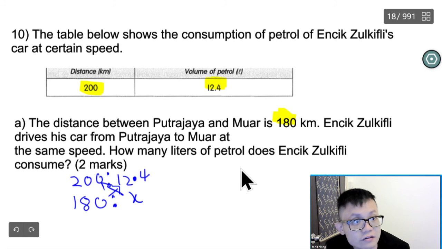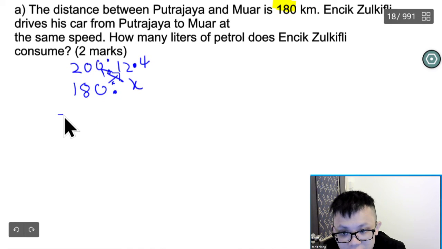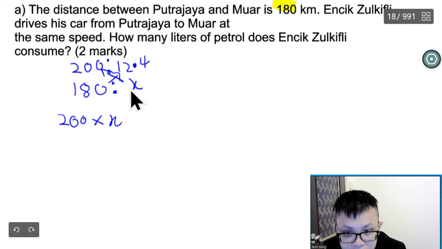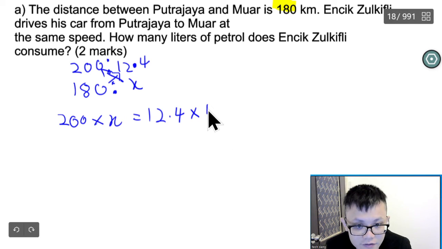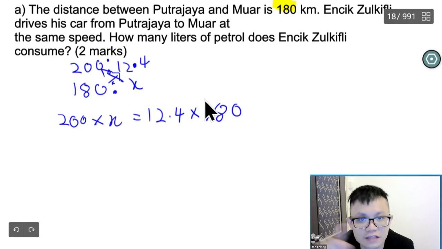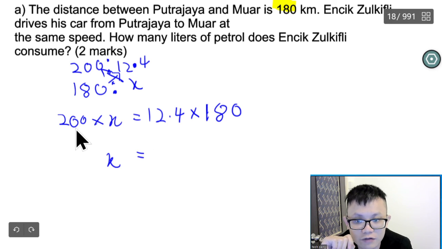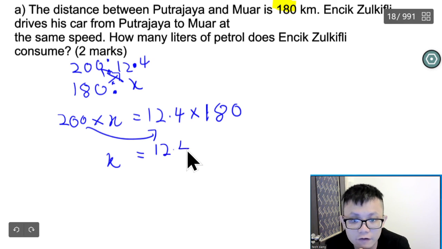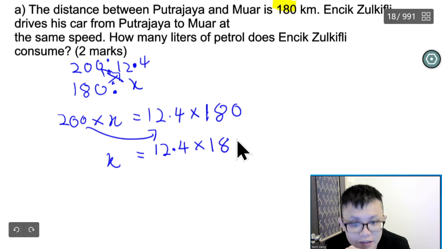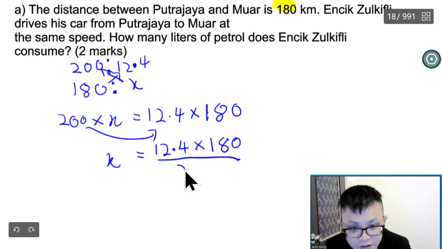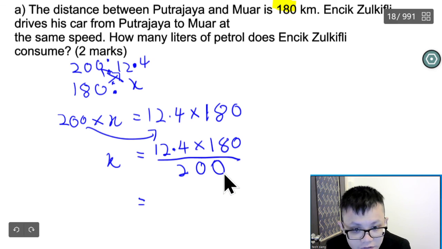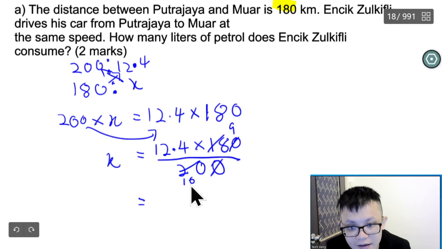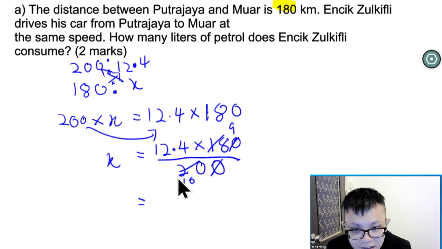So I go down a little bit, because there is not enough space. So 200 times x equals 12.4 times 180. Okay, just remember like that. x, I bring over to here, so it becomes 12.4 times 180 divided by 200. So let's do divide, cut the zero, cut. Divided by 2, I get 10. Divided by 2, I get 9. So after that, I think I just need to times it, right?